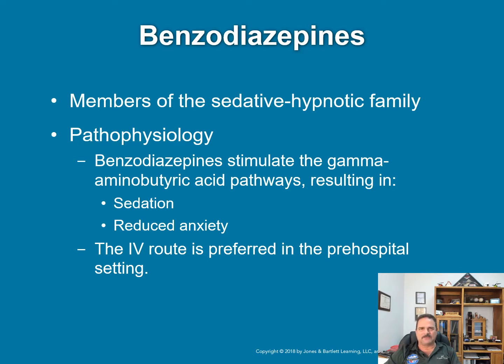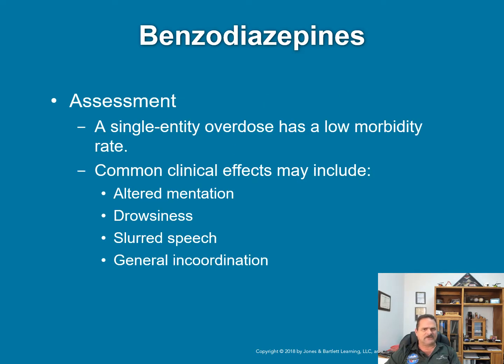All right, benzodiazepines. They're members of the sedative hypnotic family. They're commonly used to treat anxiety, seizures, and withdrawal symptoms. Their pathophysiology: they exert effects by stimulating the GABA pathways, and they result in sedation and reduced anxiety. The IV route is the most preferred route for pre-hospital. Assessment: single entity overdose has really a low morbidity rate, not a big deal. Do need to watch out for them and make sure you manage their airways. The common clinical effects are altered mentation, drowsiness, slurred speech, and also general incoordination.